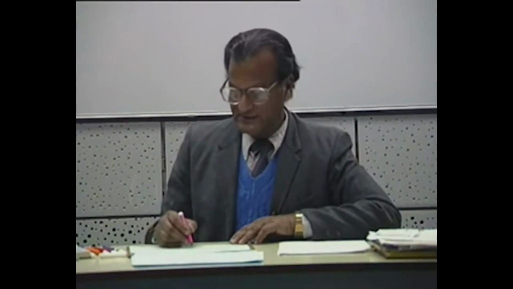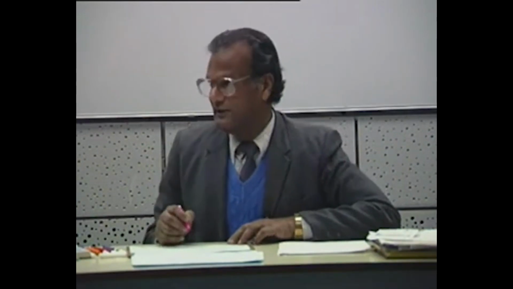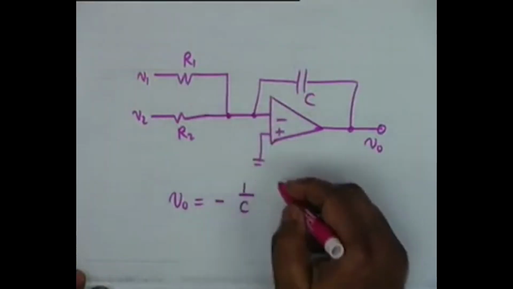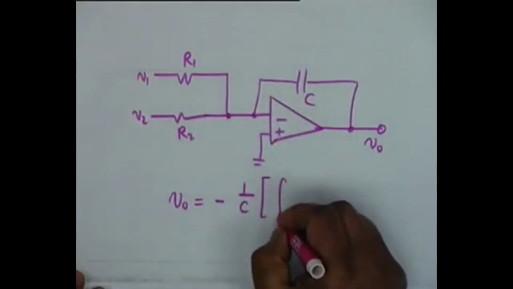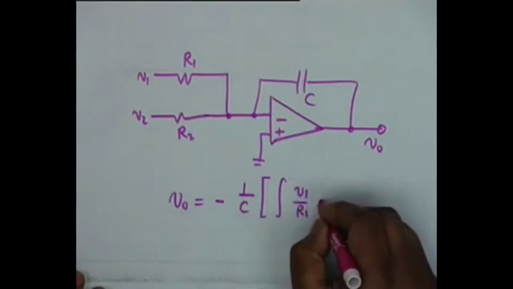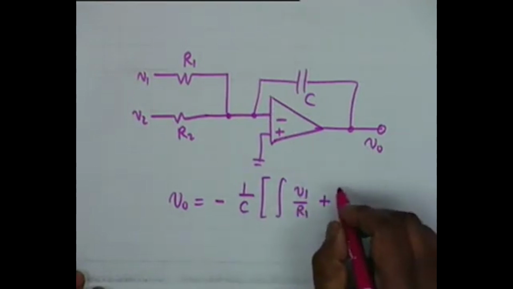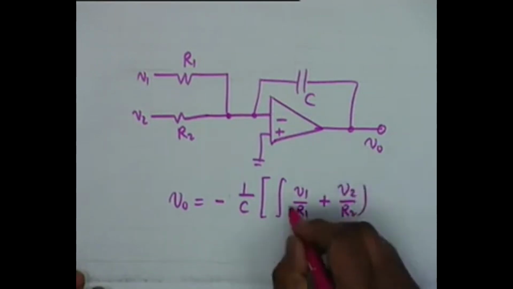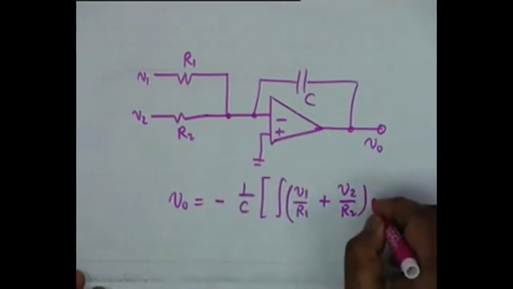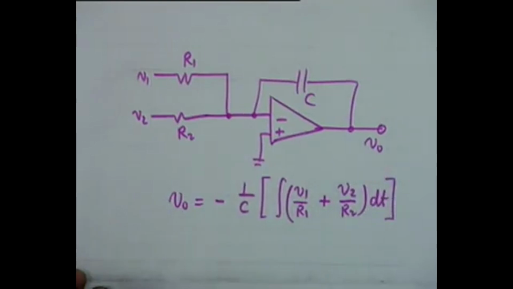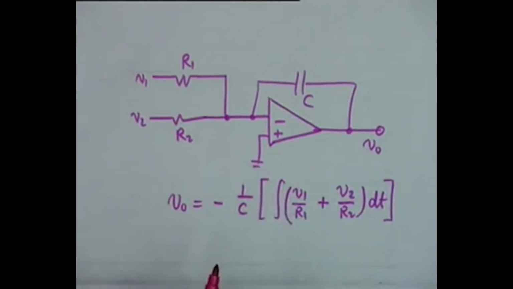It would be minus 1 upon C, all right. The resistors are different, and therefore we get integral V1 upon R1 plus V2 upon R2. This will be the total current multiplied by dt. All right. We have written this down by inspection.